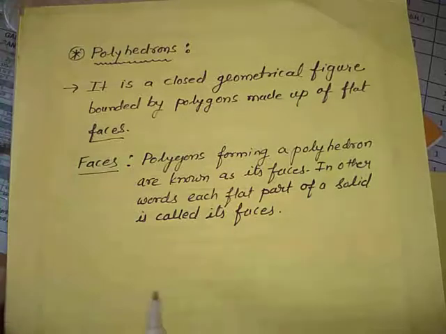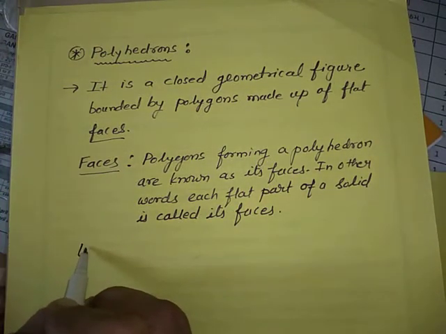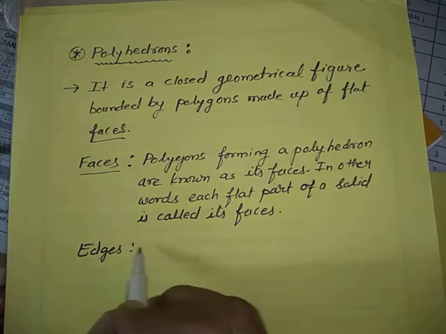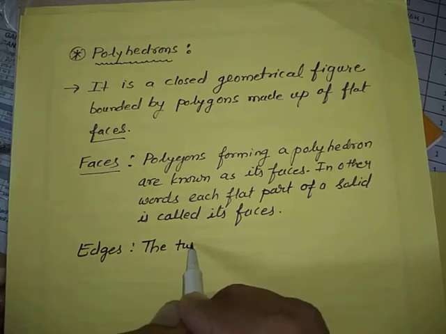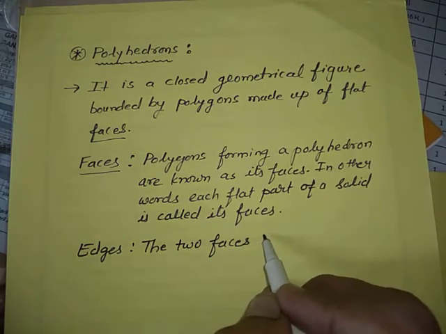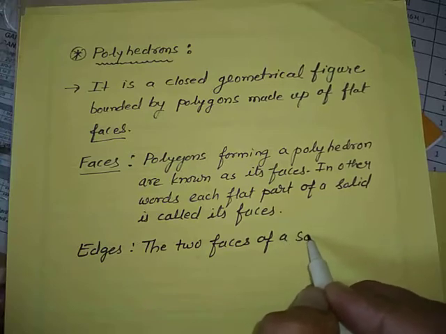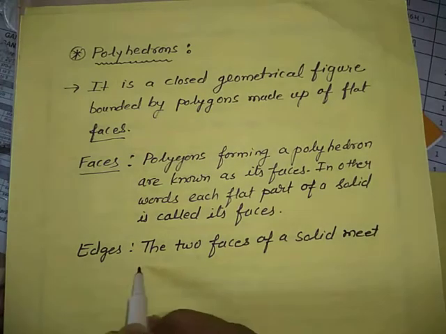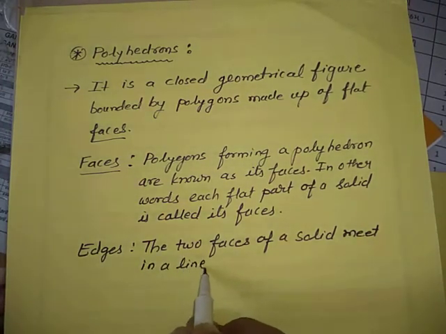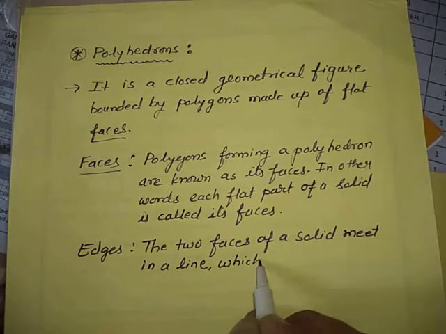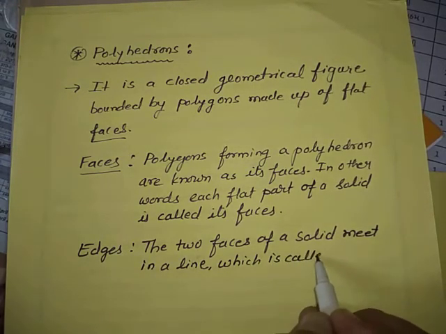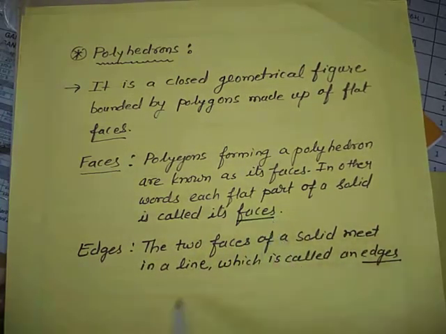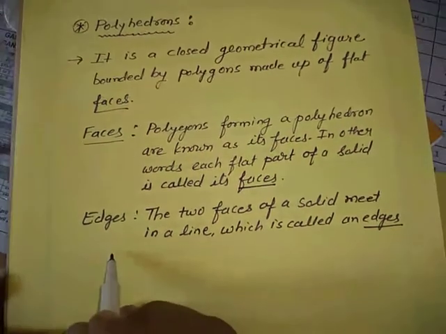Secondly, edges, meaning the sides. What does edge mean? The two faces of a solid meet in a line which is called an edge. What is a face? What is an edge? Clear?